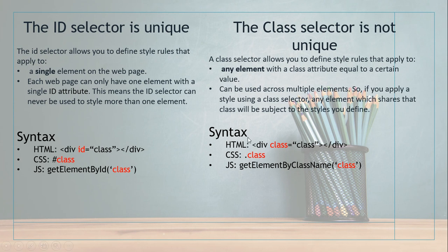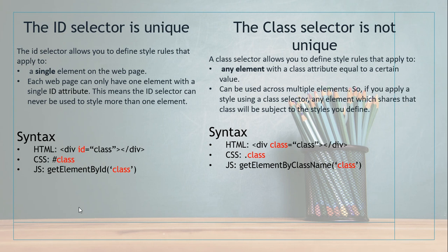The syntax of the class selector: in HTML, for example, in a div element, we need to use the keyword class followed by the name that we want to give to this class. In CSS, I call this class by writing a period or dot followed by the name of the class. And in JavaScript, I select this class with the keyword getElementsByClassName.